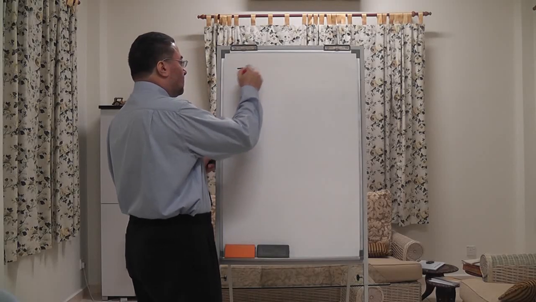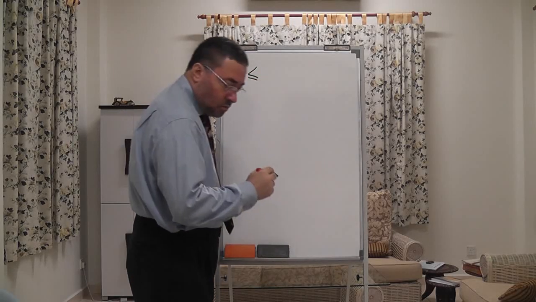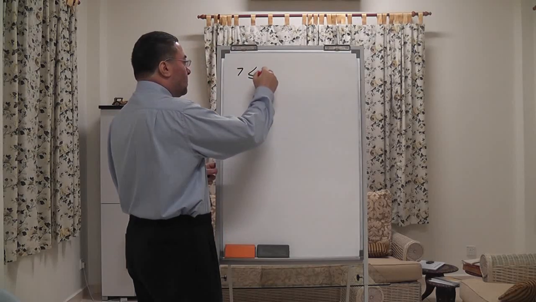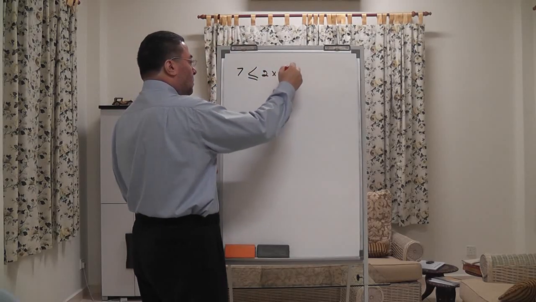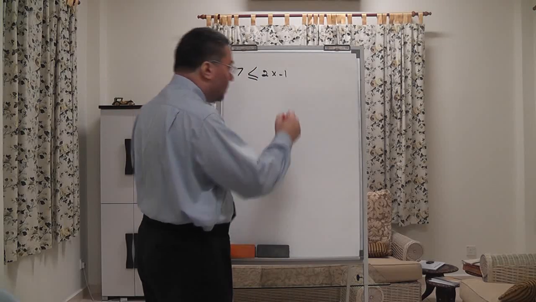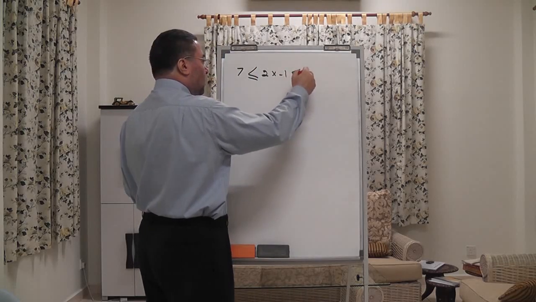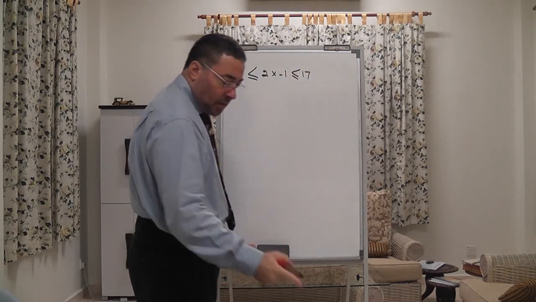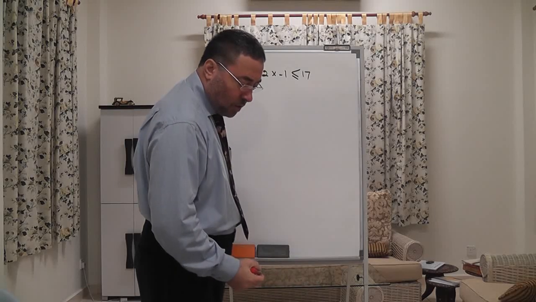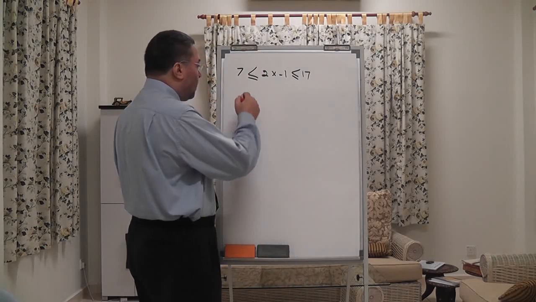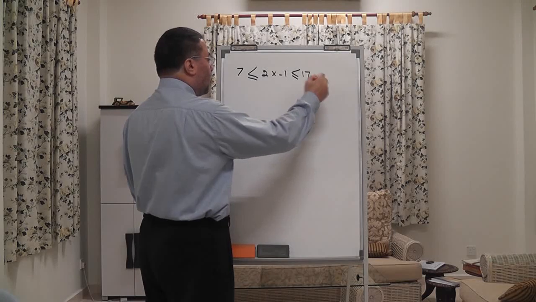Seven less than or equal to 2x minus 1 less than or equal to 17, and we have another inequality, so we will write the data on.